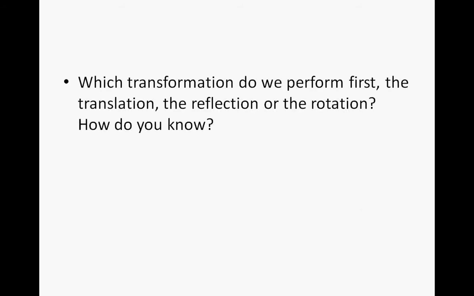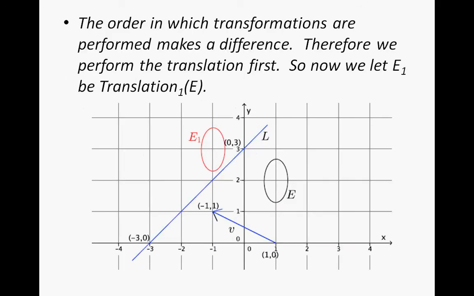Well, which transformation are we going to perform first? The translation, reflection, or rotation, and how do you know? And does it make a difference? All right, so the order in which transformations are performed does make a difference. Therefore, we perform the translation first. So now we let E1 be the translation of our first translation of E.